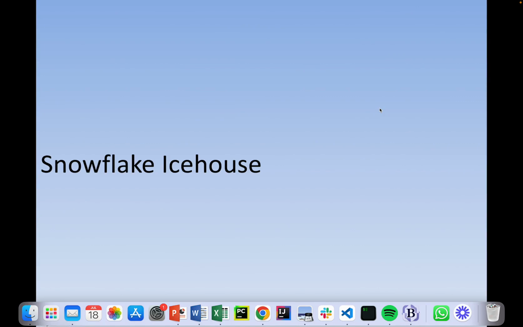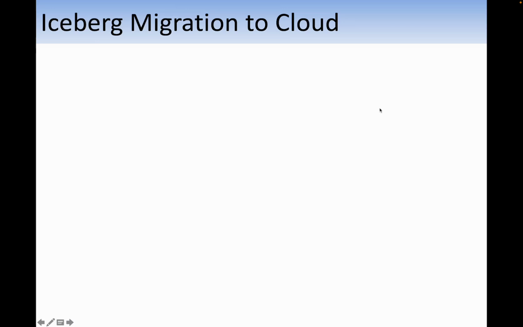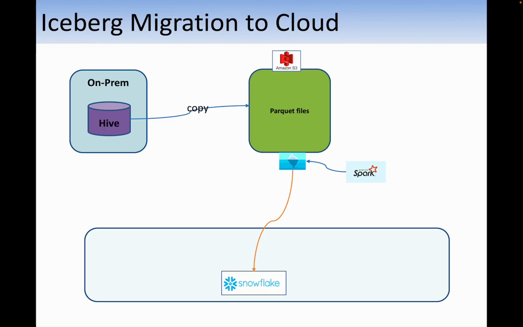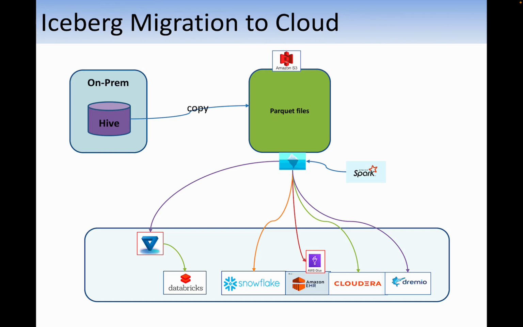In this module, part 2 of the previous Hive to Iceberg migration, Icehouse migration, I'm going to walk through Snowflake Icehouse. In part 1, we talked about how to migrate on-prem to EMR Glue. Then we talked about how to convert with XTable to Delta or Hudi. So now we're going to discuss integrating an Iceberg table with Snowflake. We're going to build the Snowflake Icehouse, right?